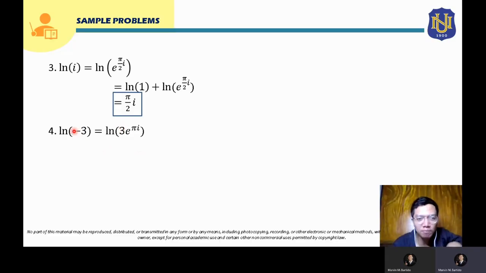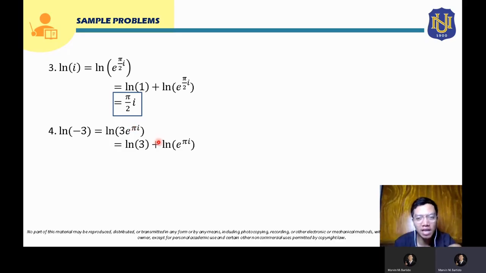If you graph your negative 3 in the Argand diagram, it's actually located on the negative x-axis, since this is negative 3 and your x-axis is the real part of your complex number. So it is located on the negative x-axis. If it's located on the negative x-axis, its theta, its argument from the reference positive x-axis, will be pi. That's why its argument here is pi.